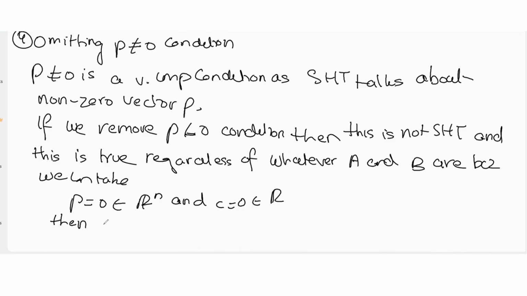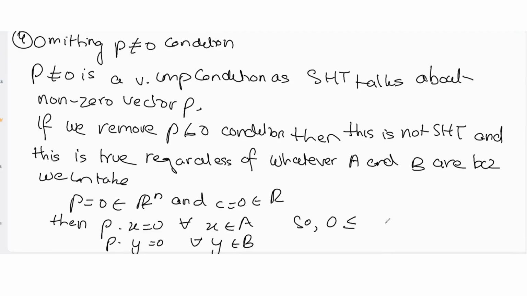Then, P dot X is always going to be 0 for all X that belong to A, right? Whenever you're taking a 0 vector and you're taking the dot product with another vector, you're going to get a 0 regardless, right? Similarly, P dot Y is also going to be 0 for all Y that belong to B. So in that case, it will turn out that P dot X, which is 0, is less than equal to C, which is 0, is less than equal to P dot Y, which is 0. This was P dot X, this was C, and this was P dot Y.